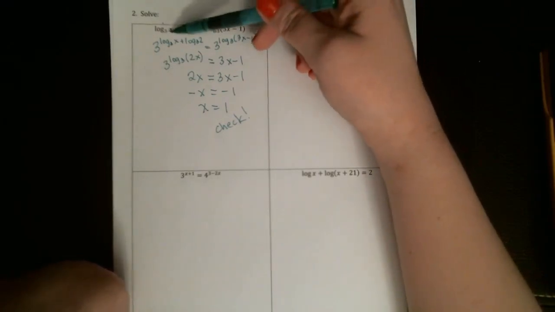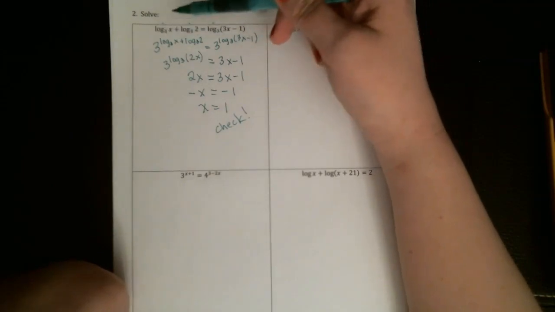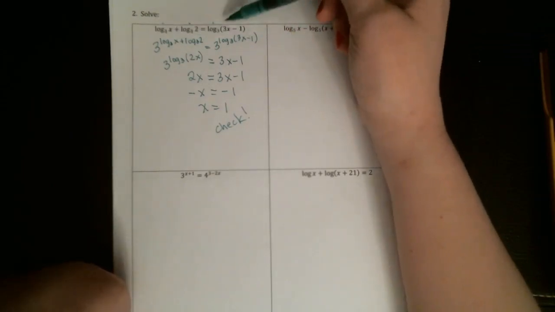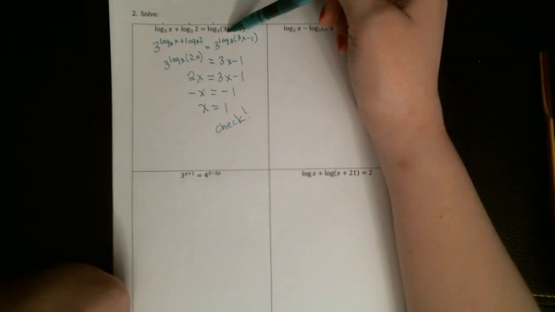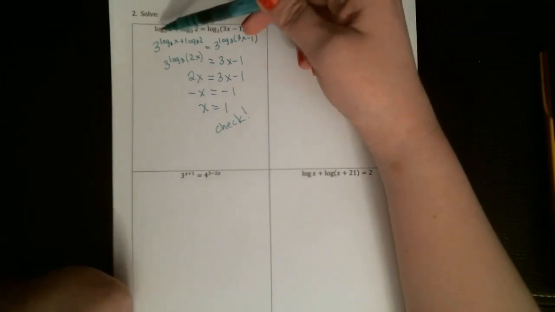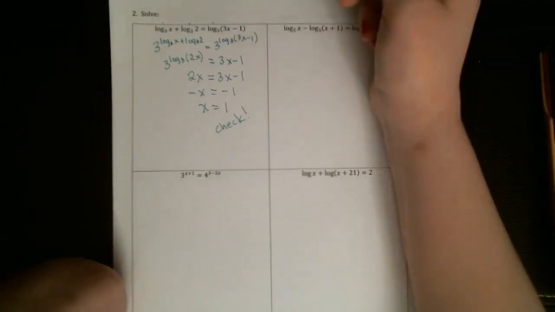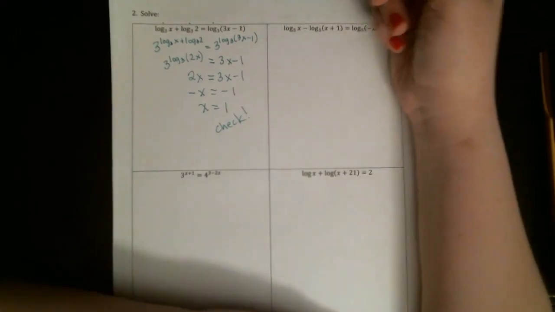We got log base 3 of 1 plus log base 3 of 2 equals log base 3 of 2, which sounds a little questionable until you think about the fact that the log base 3 of 1 is 0. So it really is a good statement. Log base 3 of 2 equals log base 3 of 2.